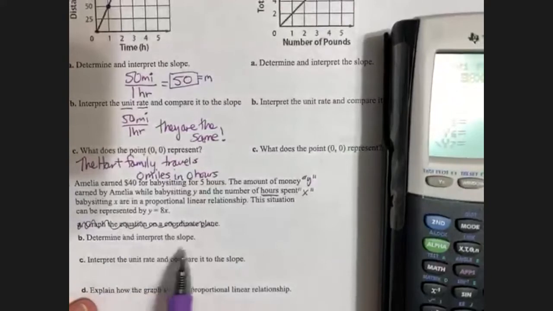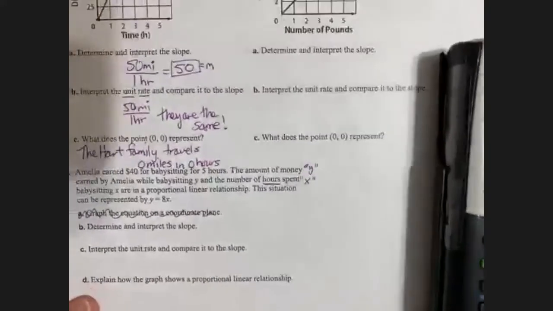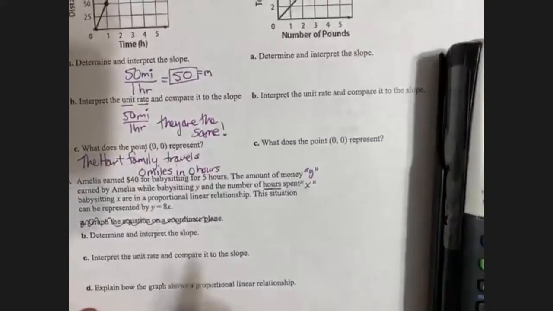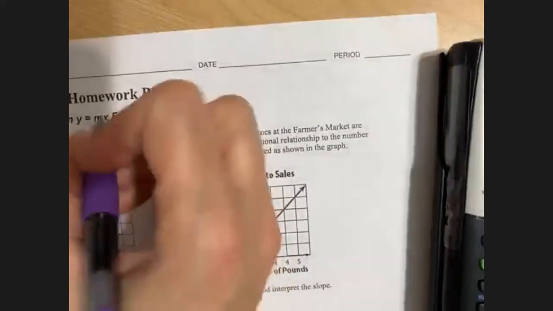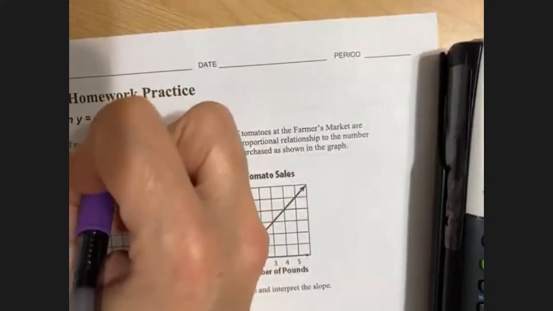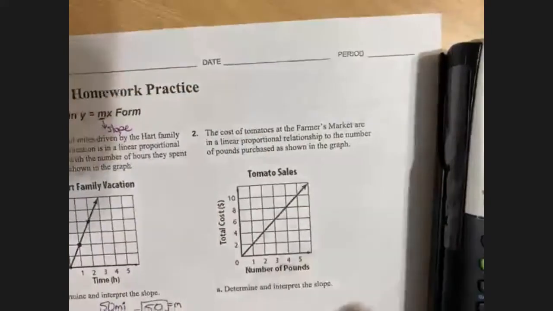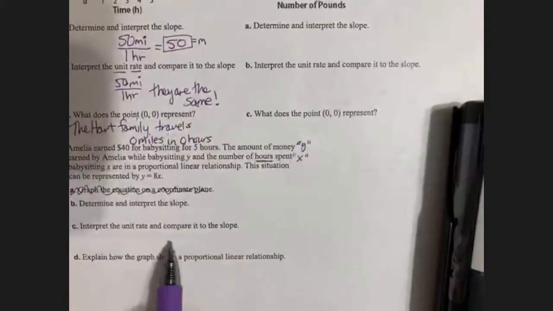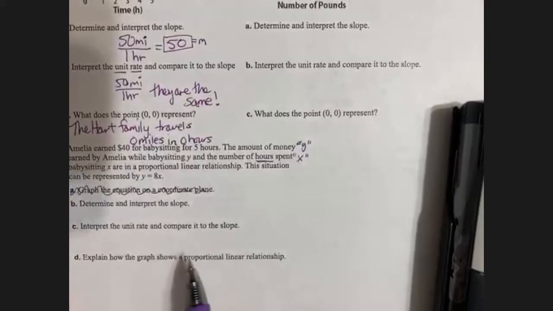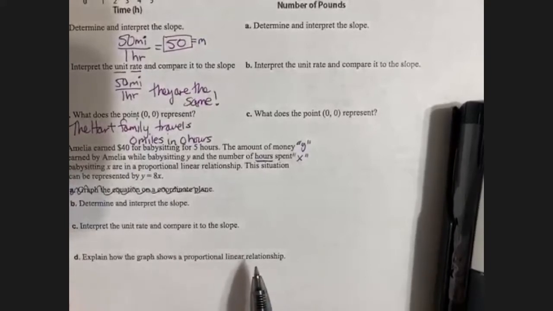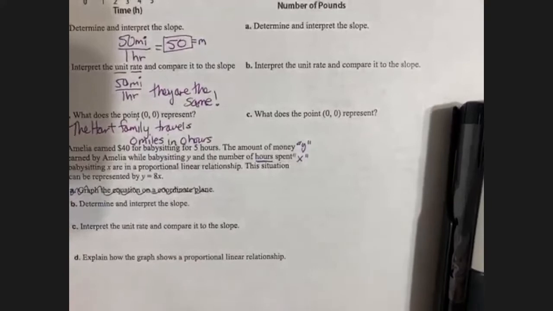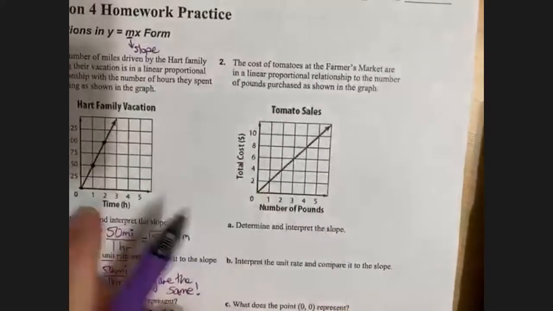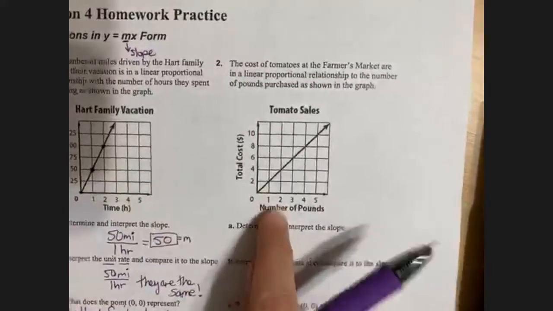Determine and interpret the slope. And again, finding what the slope is, and you know that it's always in this form, Y equals mx, where m is always referred to as our slope. So that should be pretty easy. Interpret the unit rate and compare it to the slope. So what does it mean? Okay, you kind of just answered that at top. And explain how the graph shows a proportional linear relationship. How do we know graphs are proportional linear? Well, because they pass through the point 0, 0. And that's what makes them proportional.